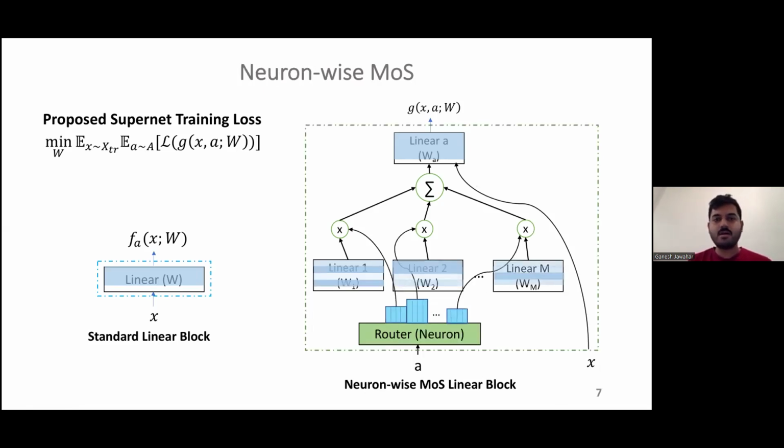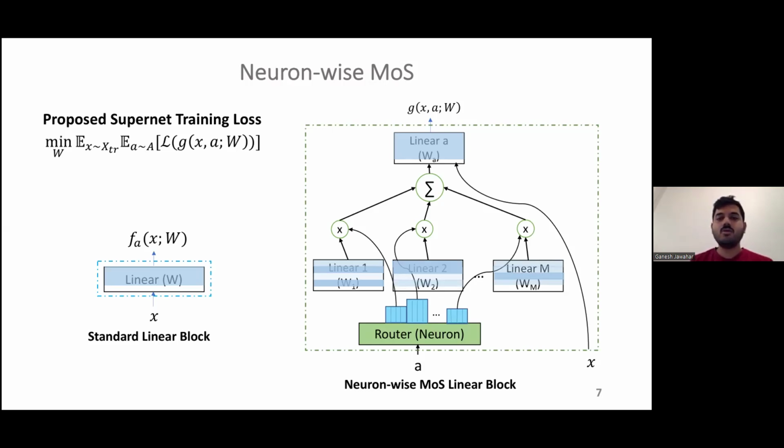So we have another variant of the mixture of supernets, which is the neuron-wise mixture of supernet. In the earlier case, the flexibility was in terms of the number of expert weight matrices, and that's limiting in the sense that if you want to increase the flexibility, you have to increase the number of expert weight matrices, and that's going to introduce a large number of parameters. It might make the overall optimization process difficult.